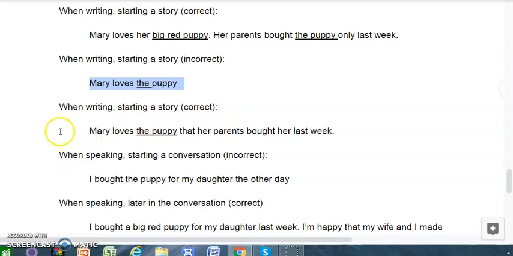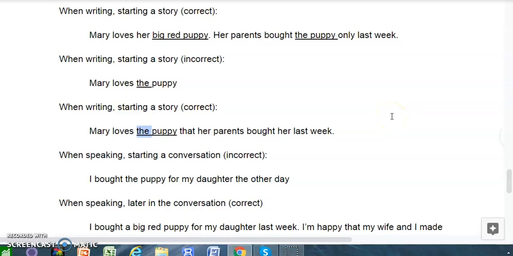Now, a third example arises here. So imagine you're starting a story, and you say, "Mary loves the puppy that her parents bought her last week." So now you've done 2 things. You've combined the article, which typically you shouldn't, but you've also provided context about where the puppy's from and why she has the puppy. And in that case, because you've added that additional bit of context, it would now be appropriate to start your sentence or your story with using that article.